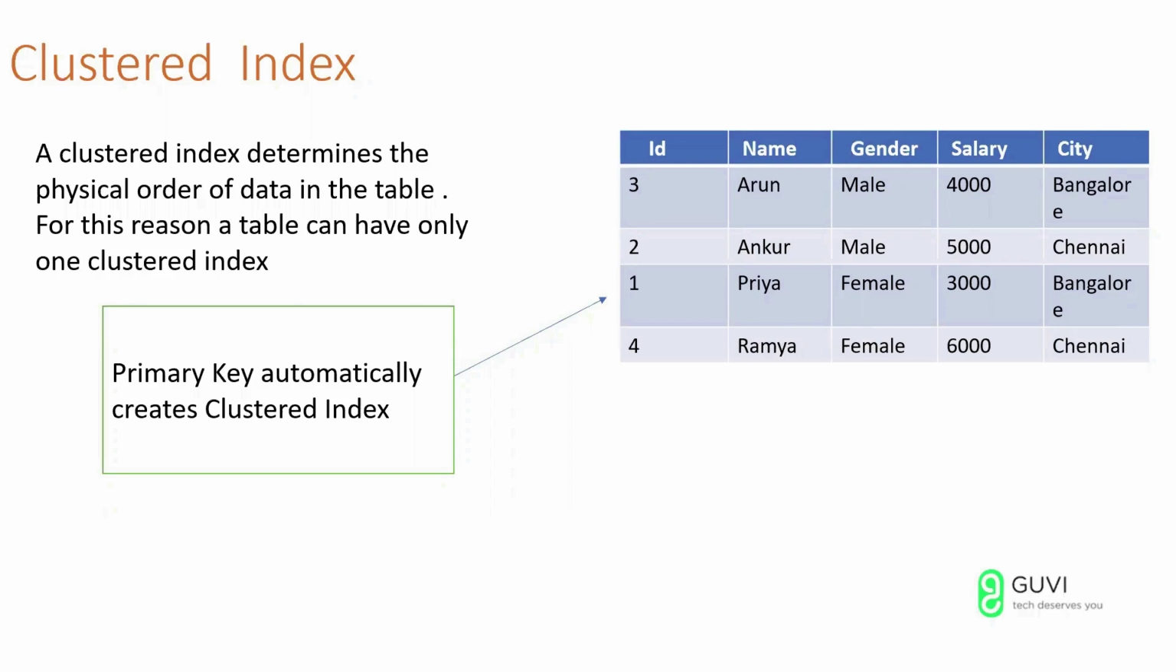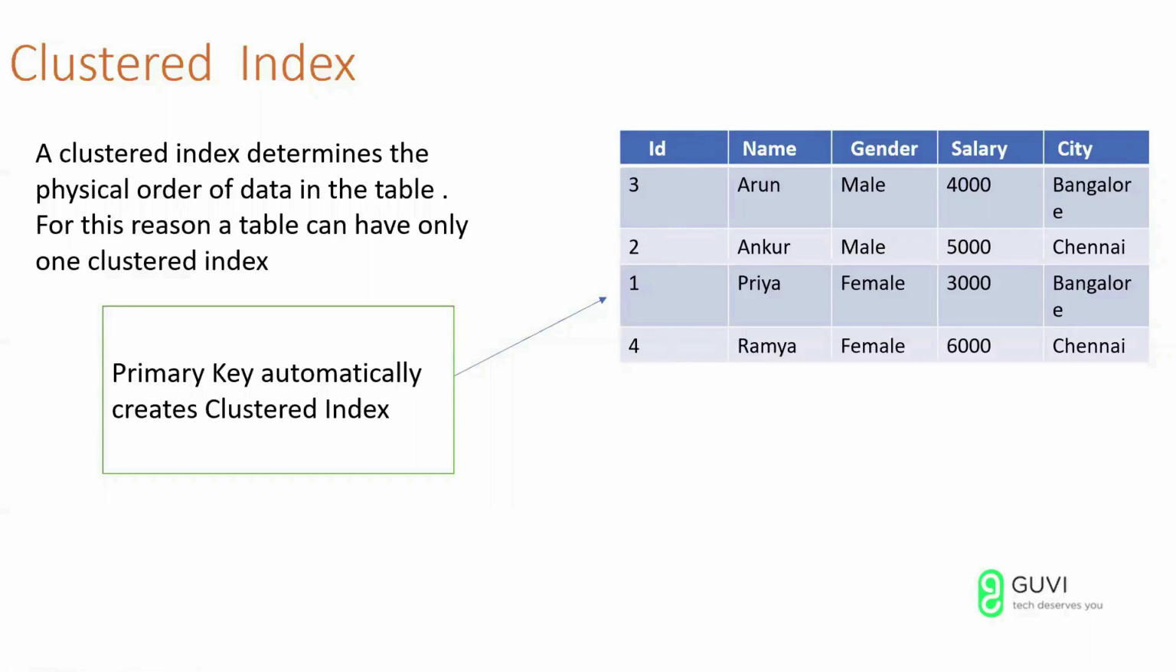What is cluster index? Cluster index determines the physical order of data in the table. In this example, it's an employee table where I have the ID column. I've inserted the first row as 3, second row as 2, third row as 1, and fourth row as 4. When I apply a clustered index on the ID column, the output will contain 1, 2, 3, 4. The data will be rearranged in ascending order.